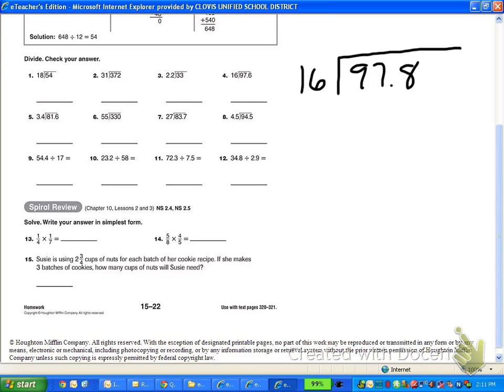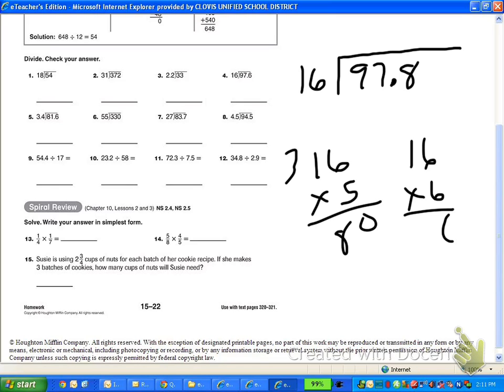So I want 16 to go into 97. I'm going to play with some numbers. 16 times 5 is 80. Let me try 6. 16 times 6 is 96. So 6 works better because it gets us closer. If they use a 5, they're not going to come out with the right answer, and they might be going on and on. So you want to use different numbers to see what you can get closest to the number you're trying to go into without going over. So in this case, 6 is going to work.